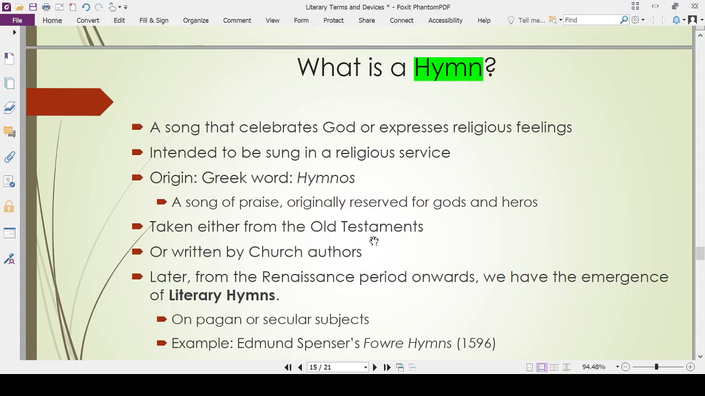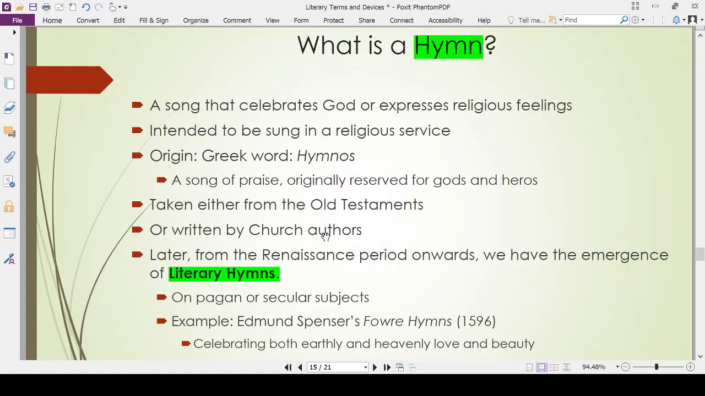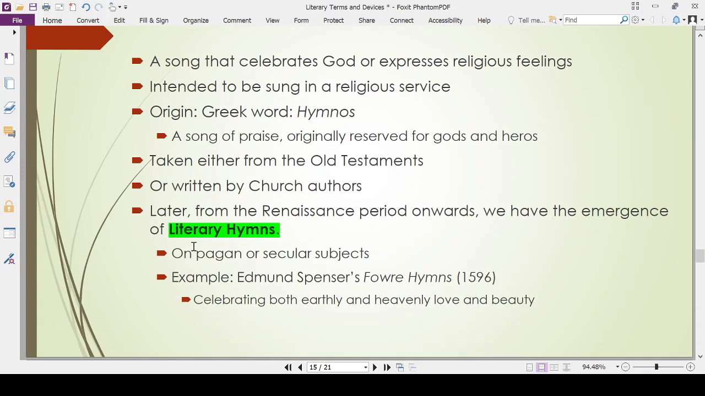Now, as you can guess from what I have just told you about hymns, some of them are quite religious and they were actually sung in churches to praise the Christian God. However, some of them are called literary hymns, which of course came into existence after the Renaissance period. After the Renaissance period, a lot of people followed the rules of traditional hymns and started writing literary ones.